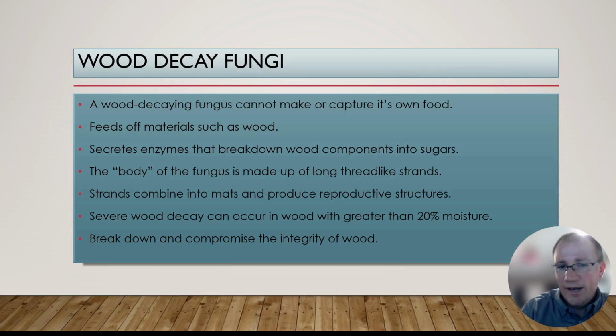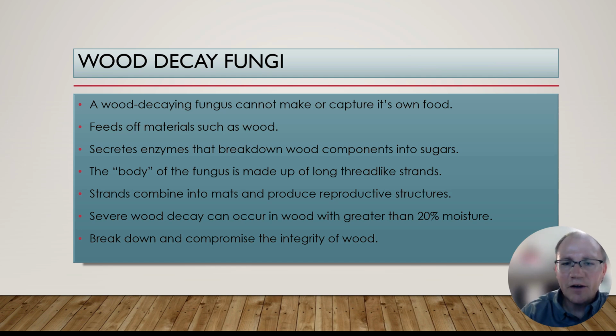We're going to look at wood decay fungi. This is a little bit different because a wood decaying fungus cannot make or capture its own food. It actually feeds off materials such as wood. And I want to stop there because you can figure out in your mind that if it's feeding off the wood, then we've got some major issues that can happen. Obviously, with a name like wood decay fungi, you already know that it's definitely doing some damage to the wood and the structure itself. The wood decay fungi secrete enzymes that break down wood components into sugars.